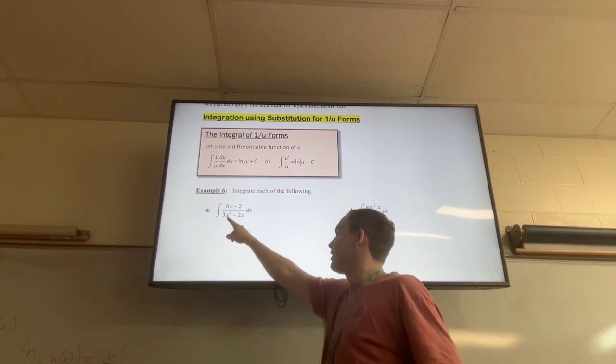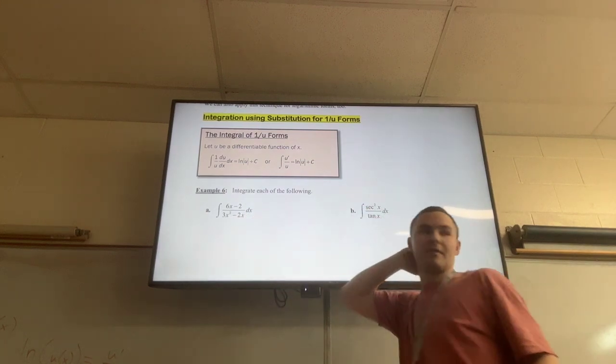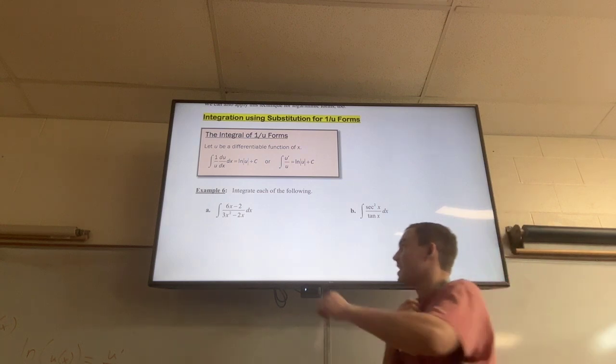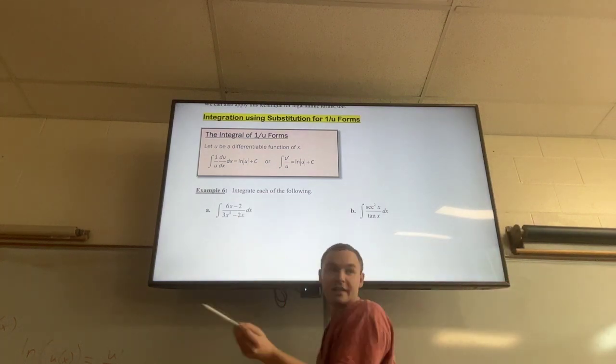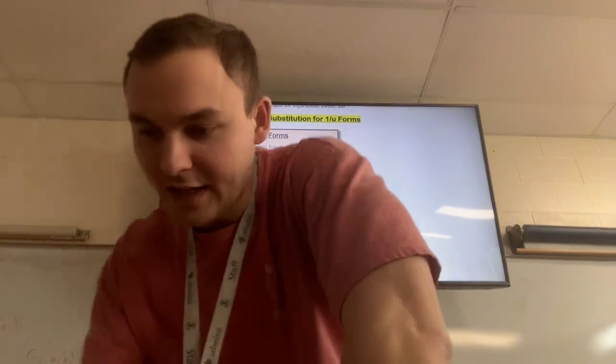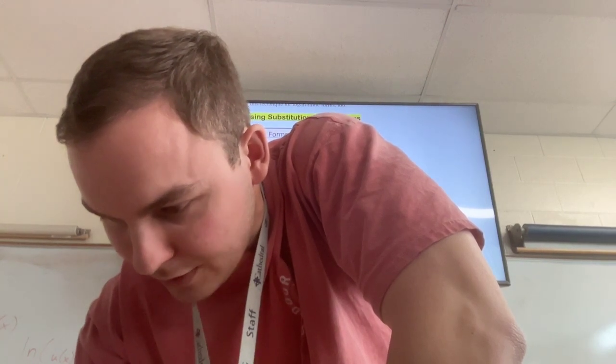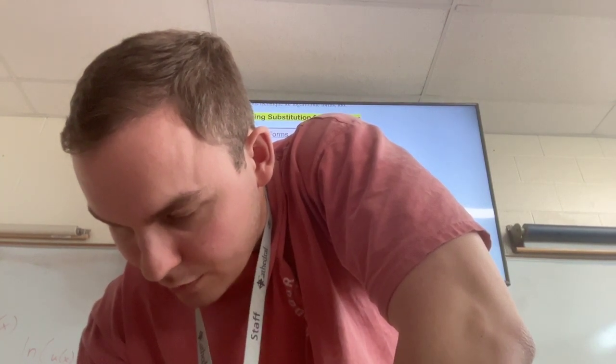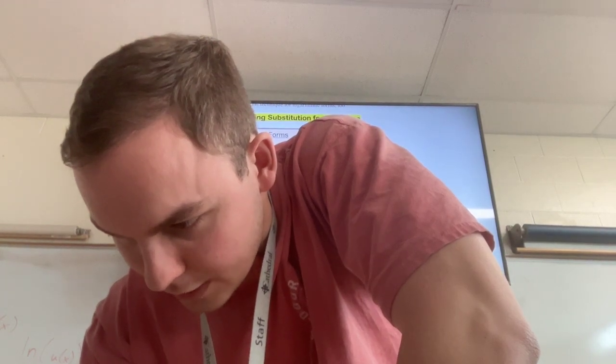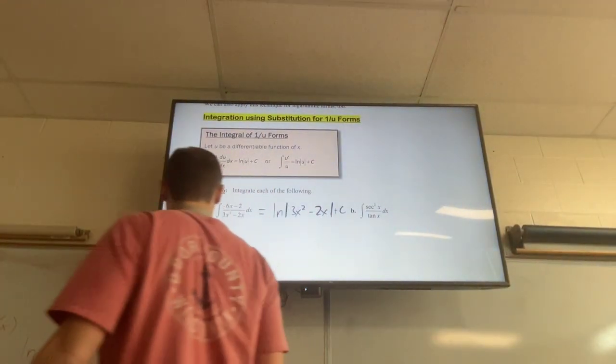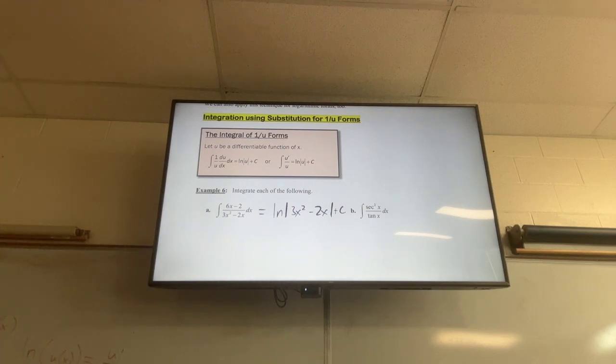Okay? So 3x squared minus 2x, what's its derivative? 6x minus 2, right? So do we have a function with its derivative right on top of it? Yep, so all I have to write down here is natural log, and it actually has to have an absolute value symbol. Natural log of the absolute value of 3x squared minus 2x plus c. That's the answer.